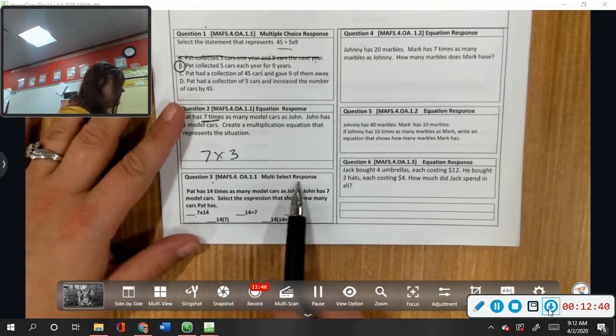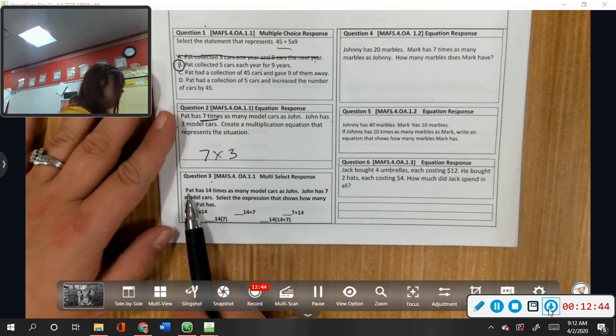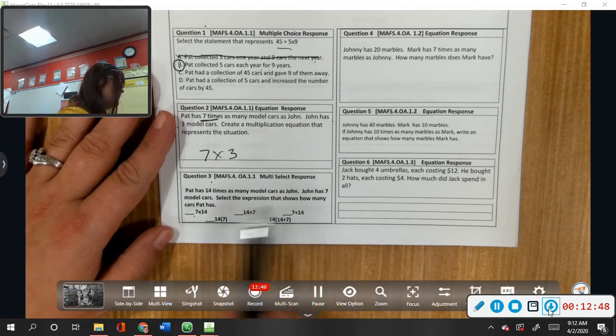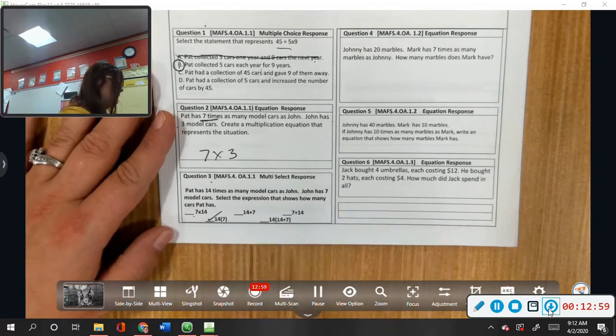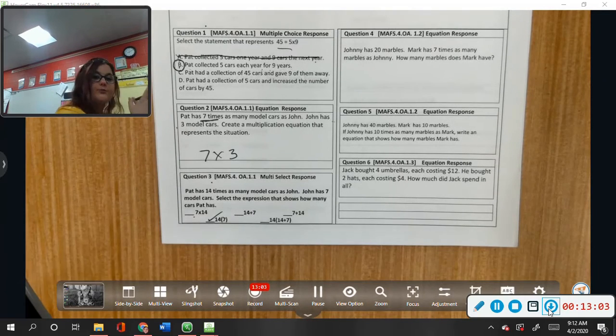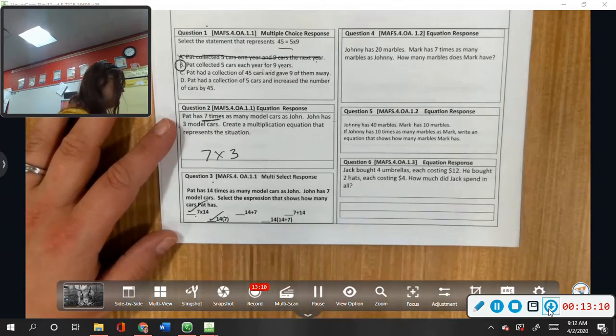Alrighty, this is a multi-select response, meaning we're going to have more than one answer. Pat has 14 times as many model cars as John. John has 7 model cars. Select the expression that shows how many cars Pat has. Well, we have 14 times 7. There we go. Remember, when we see parentheses and we don't have an operation in between, that is to infer that that is a multiplication problem. We have 7 times 14.